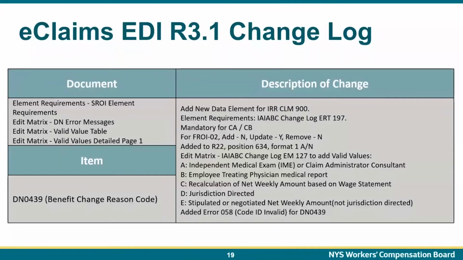We do plan on making this a mandatory data element on the CA and the CB. And then for the SROI 02, it should be SROI 02, not FROI 02, that's a typo on the slide. It should be add N and remove N. So we would reject those reportable change codes. We're not going to allow an add or a remove, but we will allow an update. So that's a Y. So that should be a SROI 02 because this is a SROI only data element.